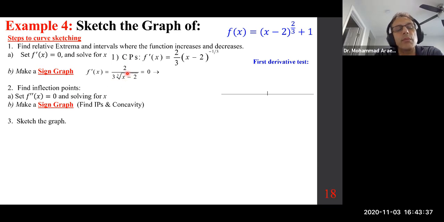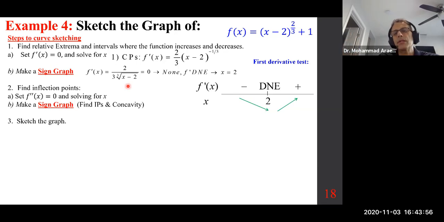So what happens to f prime of x? If you set it equal to 0, that means it's a fractional expression. The top is 0. It can never be 0. It doesn't exist where the denominator is 0, and therefore x becomes 2. And you do the sign graph on that.